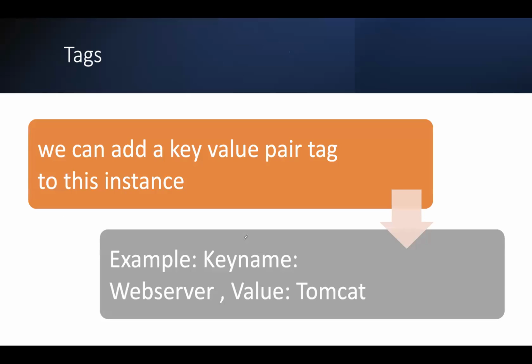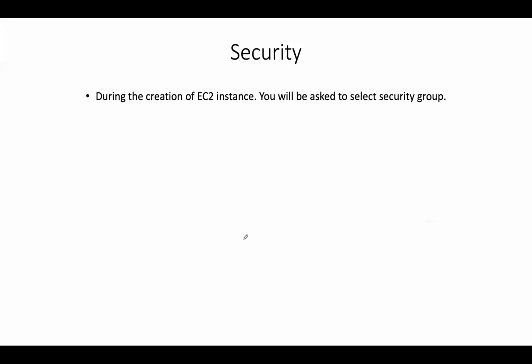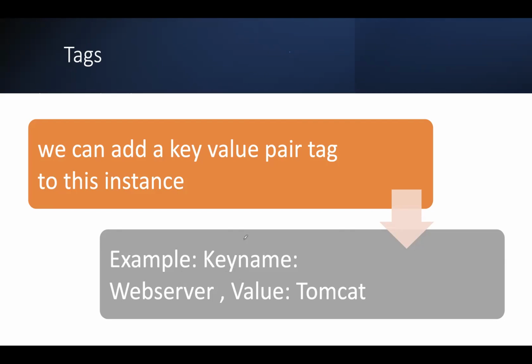Next, the tags. I think tags are the most important thing that you will need for your instances. We can add key-value pair tags to an instance. For example, a key of Name and a value of the instance name, anything for my instance, and we can add additional tags as well, as you can see here. I think you can add up to 50 tags.